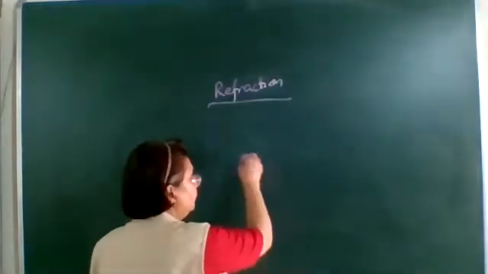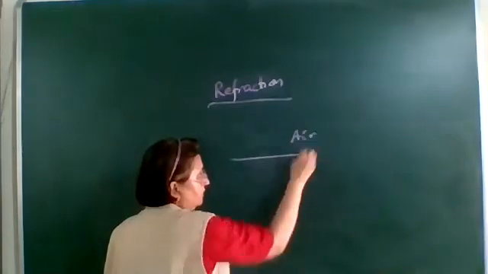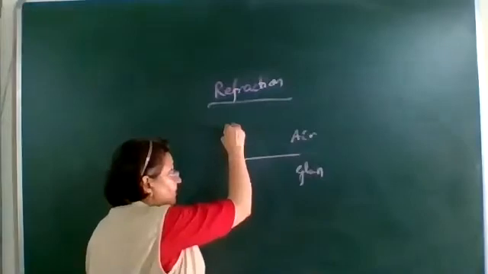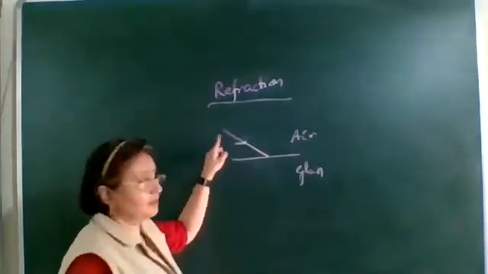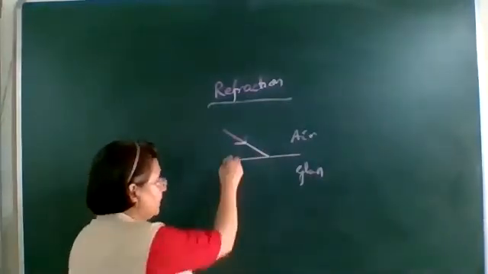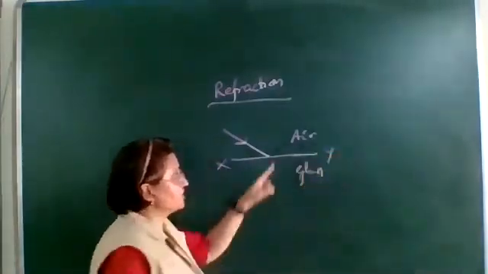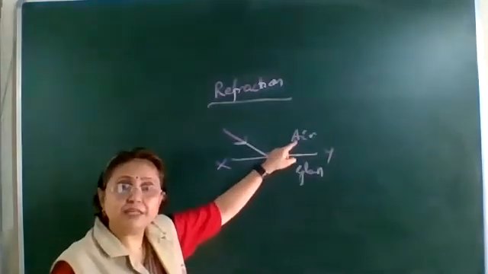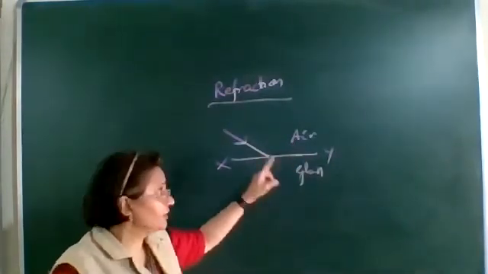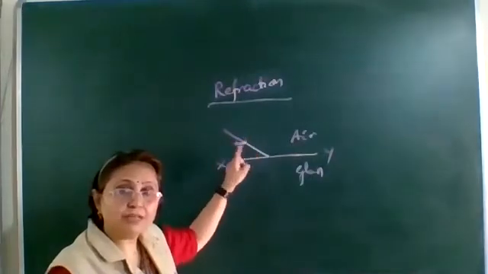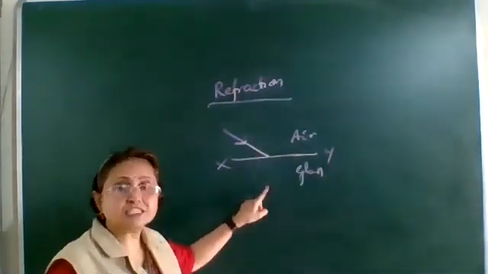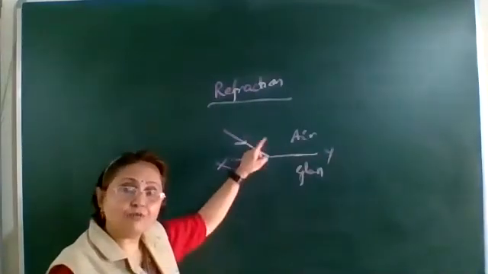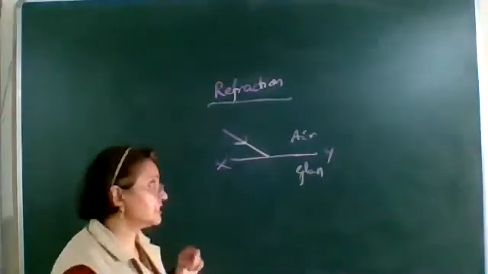For example, let here it be air and here it be glass. A ray of light which is obliquely, meaning making some angle, incident. This is the surface which is separating the two media. Here it is air, here it is glass. Now this ray of light is obliquely passing from one transparent medium to another transparent medium. Both are transparent media.